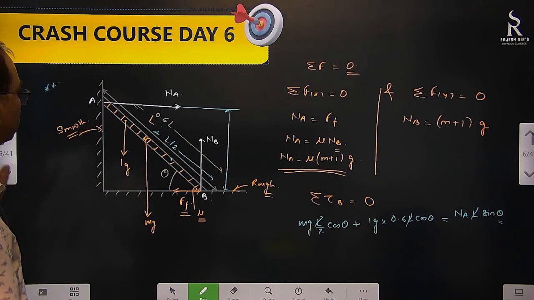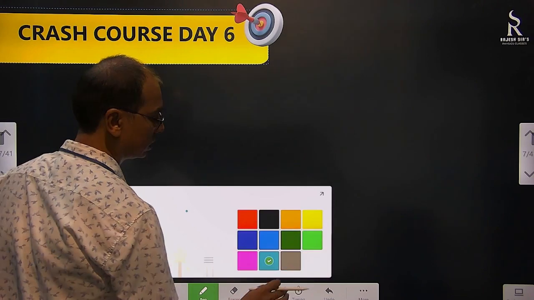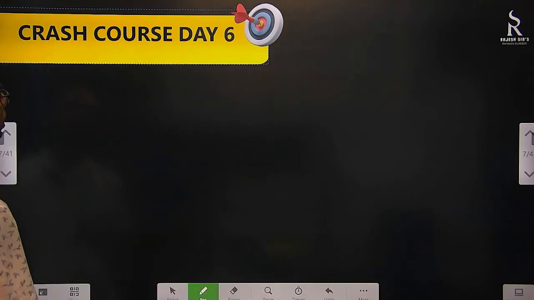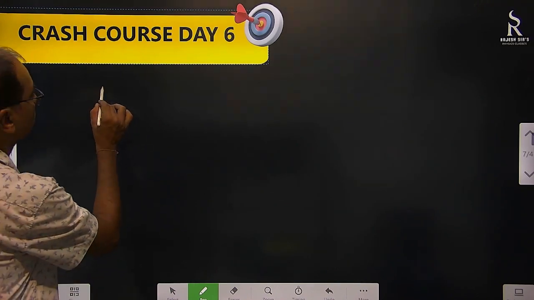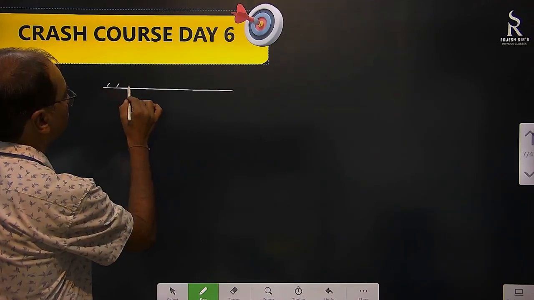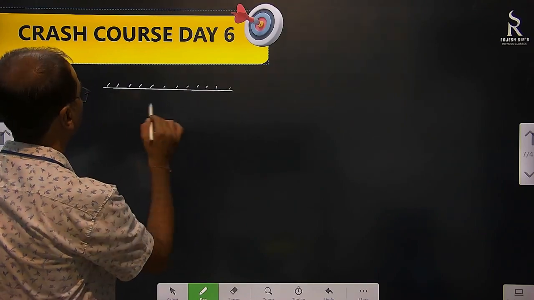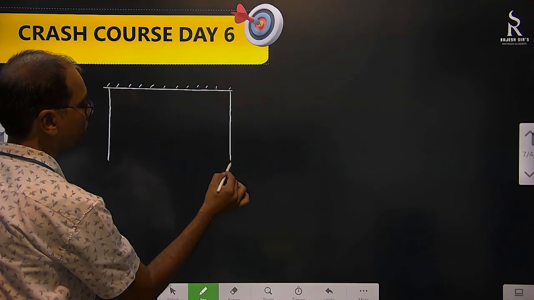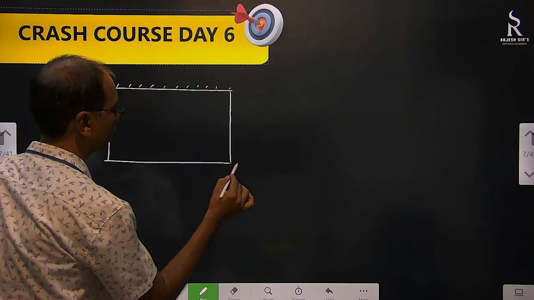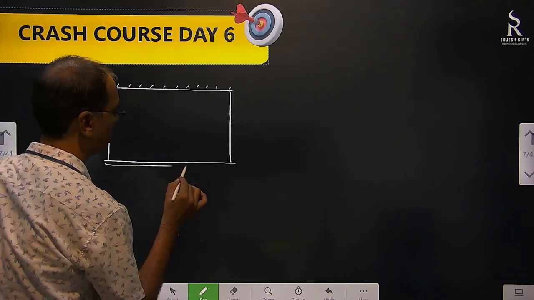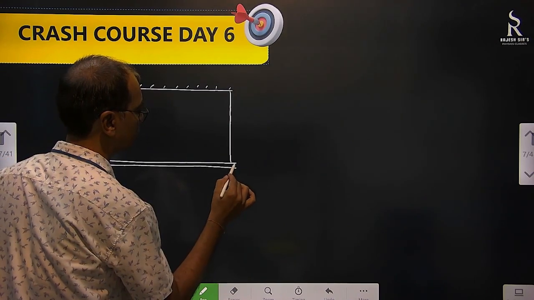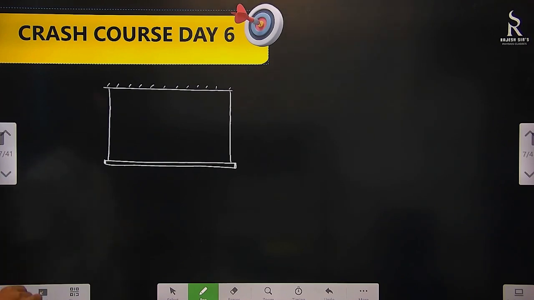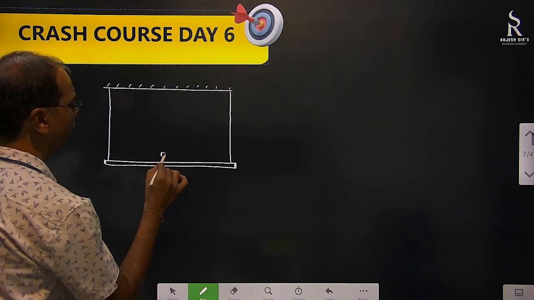Alright. Then what next is there? One more question we'll do. Here is one string, here is another string, and with these the rod is hanging like this. Mass M, length L.